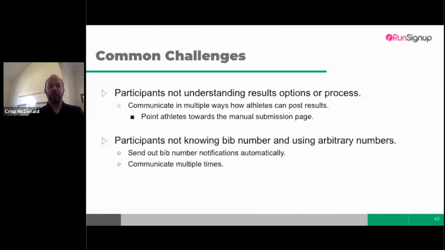So again, like we talked about, the participants don't always understand the results option or process. So communicating very clearly and pointing them towards that manual result submission page. The other thing is participants don't always know their bib number or are using arbitrary bib numbers. And if you're using RaceJoy, this becomes problematic. And so turning on those bib notification emails and communicating multiple times what those bib numbers are, again, I think is super important.